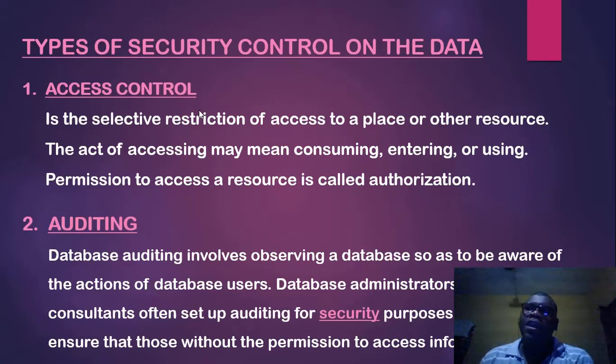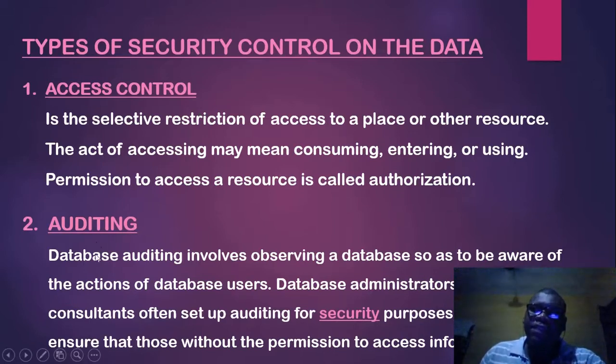Access control. It is the selective restriction of access to a place or other resources. The act of accessing may mean consuming, entering, or using. Permission to access a resource is called authorization. So for example, if anybody is not part of the accounts department of a company, he or she does not have access to the payroll system or payroll data of that company. So that's the meaning of access control.